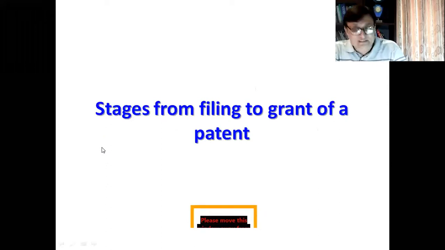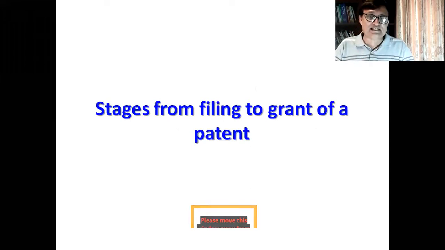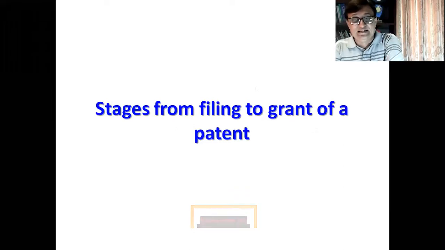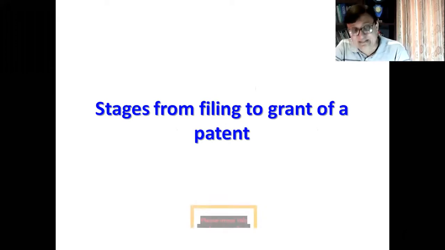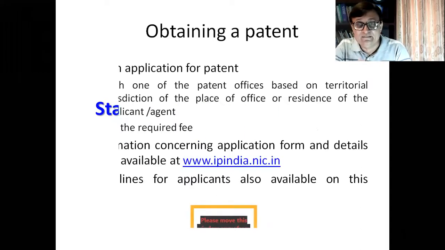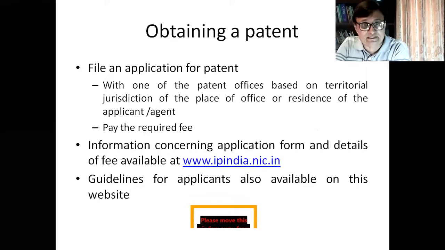Now, what kind of stages? As in copyright, where we discussed a process through which we have to go to get copyright registered, similarly there is a procedure prescribed in the Indian Patent Act 1970 for registering a patent. So what are the stages from filing to grant of the patent? Filing means the initial application is filed, till the grant of the application. That procedure is the subject matter of this.